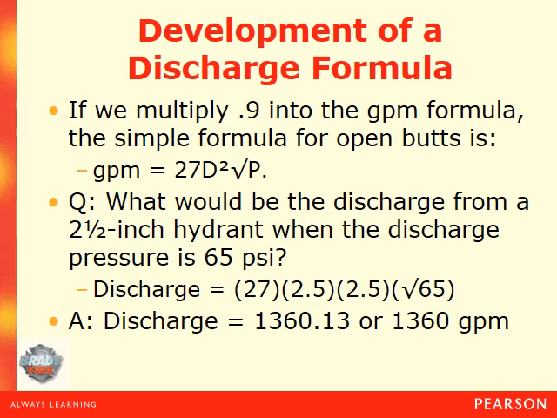So, what would be the discharge from a 2.5 inch hydrant with a discharge pressure of 65 psi? So that would be 27 times, of course, 2.5 squared times the square root of 65. And that gives us an answer of 1,360 GPM.